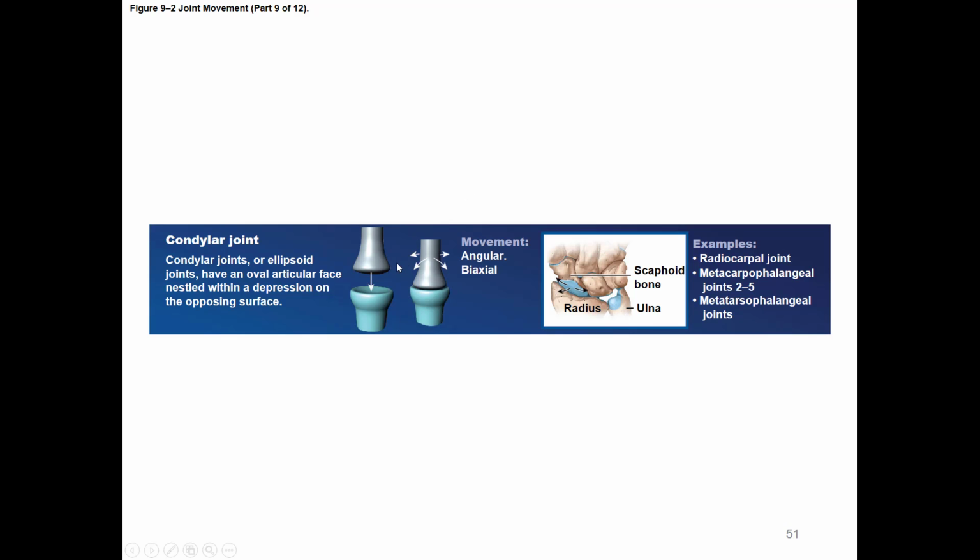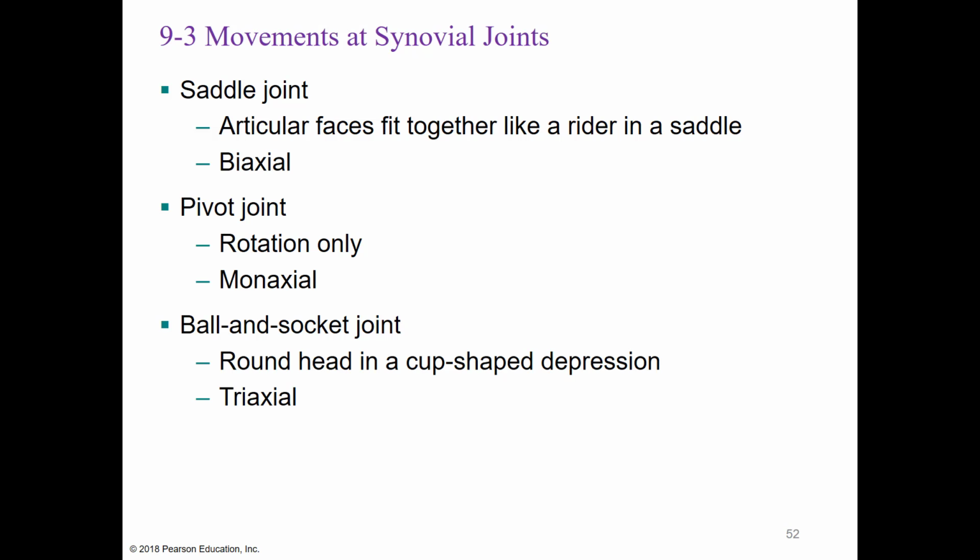A condylar joint is where we have one bone that has a convex or rounded end that pops into an oval depression of another bone. So a good example of this would be the scaphoid bone of the carpals or wrist and how it nestles snugly right into the concave end of the radius. Condylar joint, also known as ellipsoid. We've then got the saddle joint, pivot joint, and ball and socket to finish up.